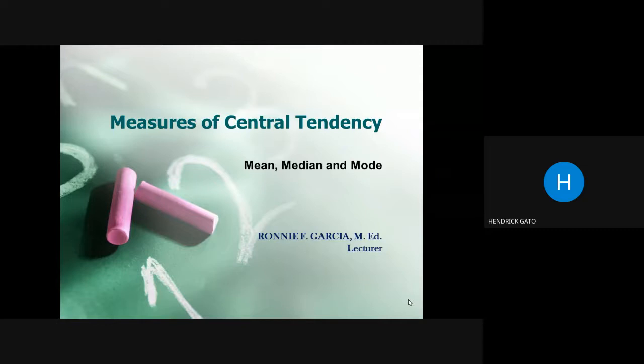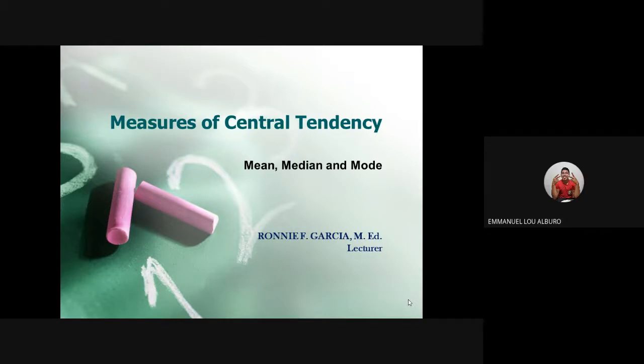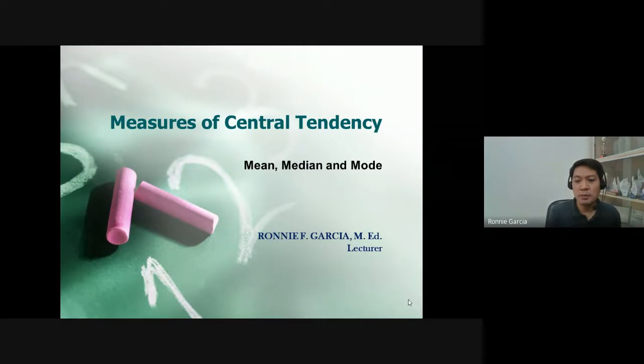Discrete, sir. Dili, discrete. Ay, 12.5 ka employees diha? Dili pwede, di ba? So the answer is discrete. Number of persons, number of tables sa restaurant, number of chairs. That is an example of discrete.